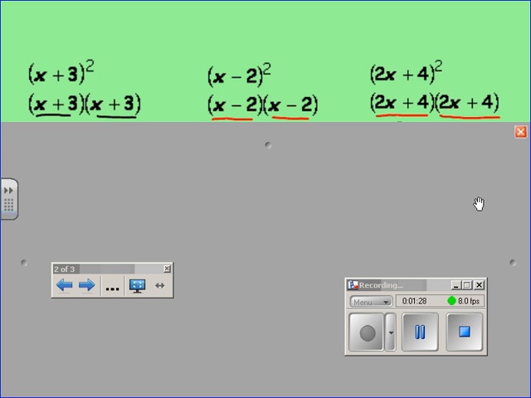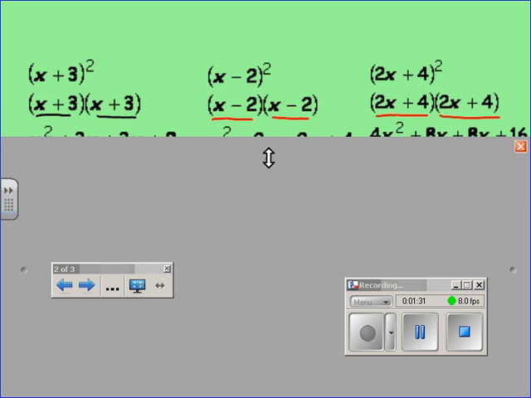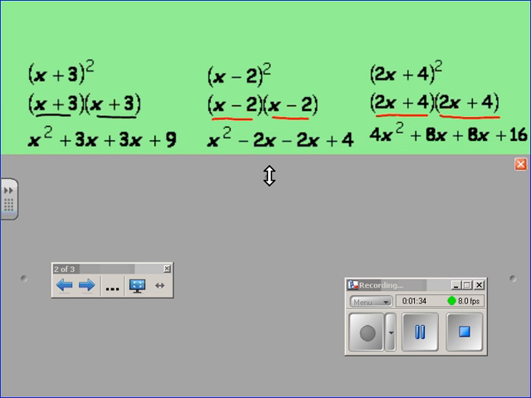In order to do this, the first thing we need to do is look at what it looks like when we FOIL it out. So on this third row of each of these factors that are multiplied, we FOIL them out and we are going to get an expression. If you look at this expression, you can see that the two middle terms are exactly the same. You can also see that the first term is x squared, and in the second expression it's also an x squared, but in the third one it's a 4x squared.